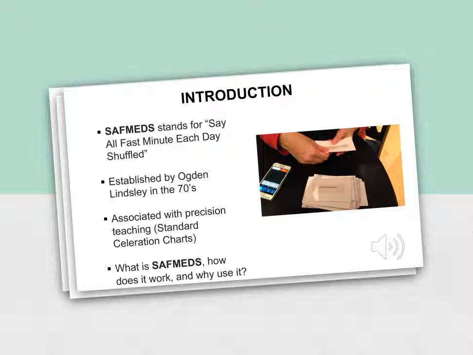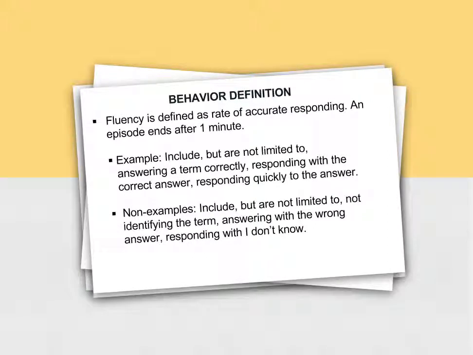SAFMEDs are to be used daily and can even be used several times per day. When using SAFMEDs, an emphasis is placed on both speed and accuracy, with the intent to achieve fluency quickly. SAFMEDs is an evidence-based practice for the target behavior of fluency. While SAFMEDs may have its limitations, we found that it was an effective means in increasing fluency for the participants in this study. The behavior definition for our project is fluency is defined as rate of accurate responding.